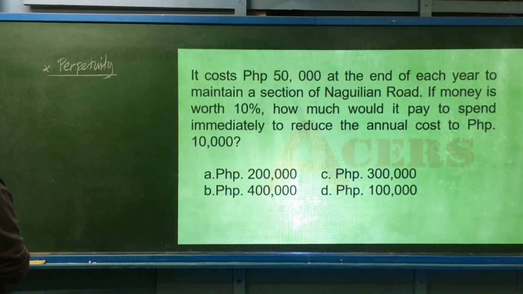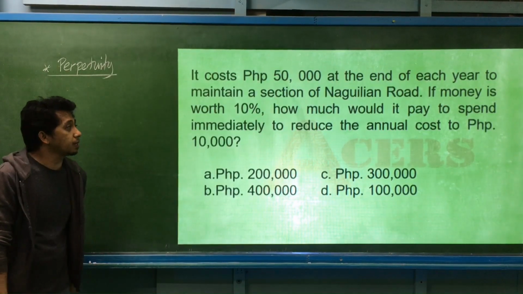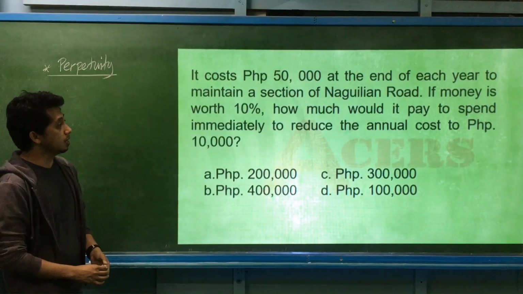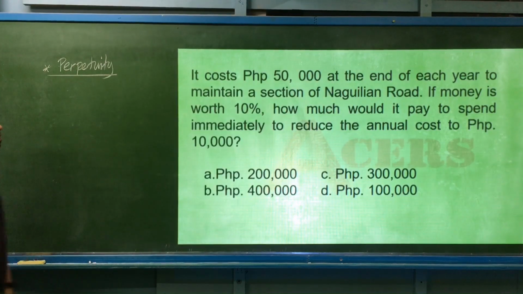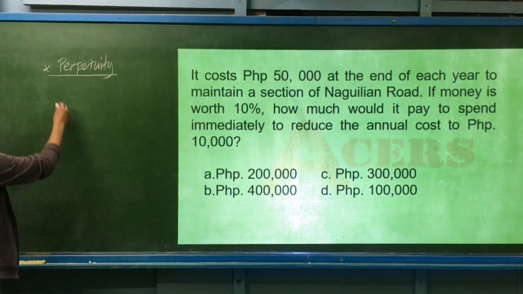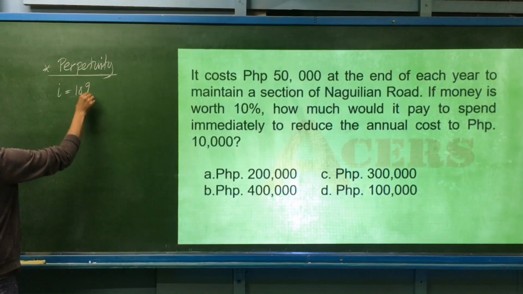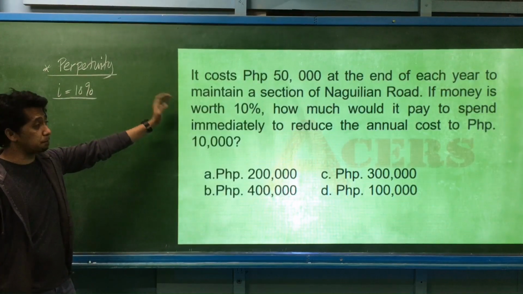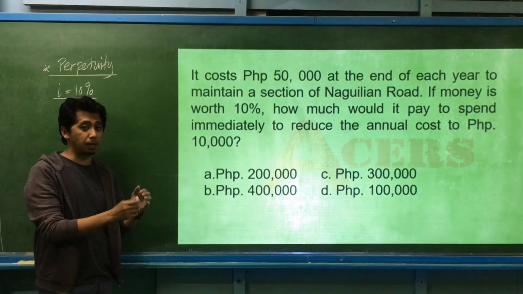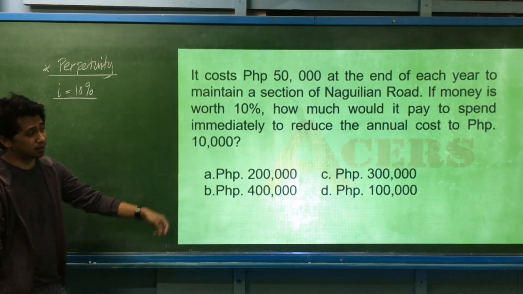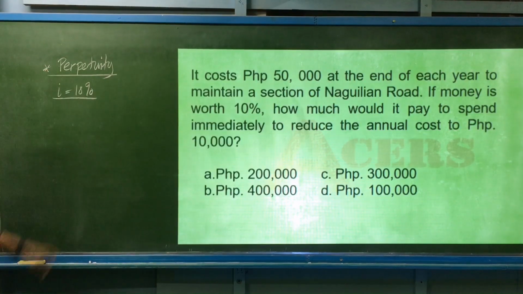The next example, this is perpetuity. So it costs 50,000 pesos at the end of each year to maintain a section of Nagilian Road. If money is worth 10%, how much would it pay to spend immediately to reduce the annual cost to 10,000 pesos? So we have the rate equal to 10 percent. Kailan natin masasabi na perpetuity ito? So, sabi niya, 50,000 every year. Kaya lang hindi niya sinabi up to what year or how many years. So, hindi mo alam yung ending. So, more likely, it is a perpetuity.